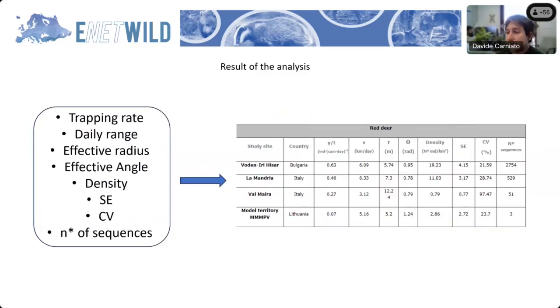And this is the export of the analysis done in R. As you can see, we have different parameters that are fundamental for our statistics: the trapping rate, the daily range, the effective radius and angle, the density, with its standard error and coefficient of variation, and the number of sequences. As you can see, we have different study areas with all the parameters. It's very important that you upload all the parameters, because they are all important for our analysis.